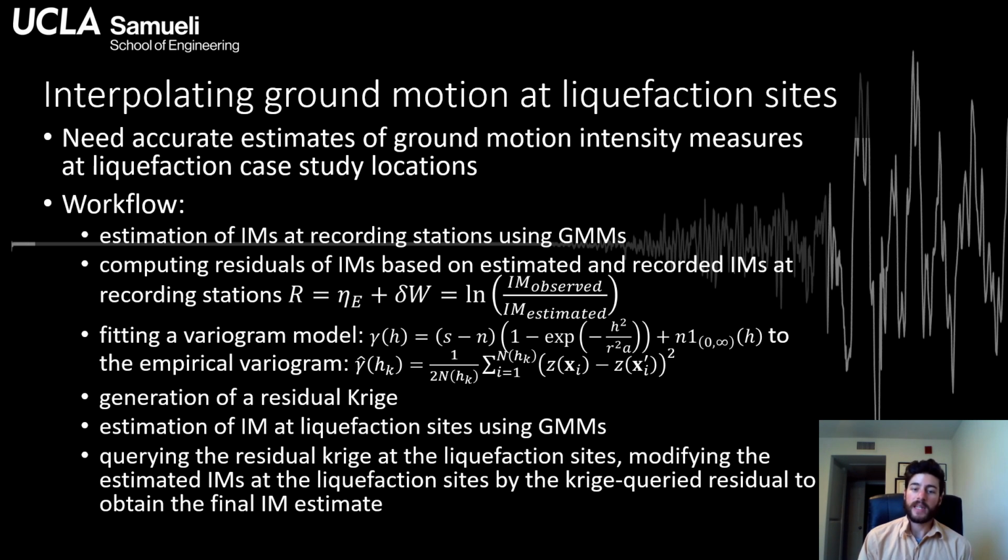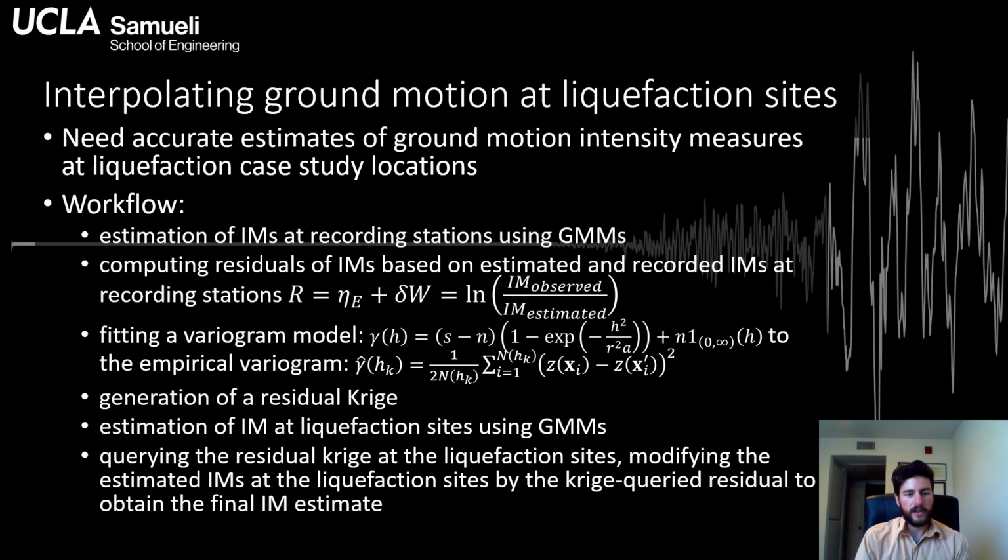Next, we will compute the residuals of those intensity measures based on those estimated values and the recorded intensity measures at those stations. And the residual R total can be broken up into the event term eta E and the within event residuals delta W, shown in the equation there. And that total residual is just the difference between the intensity measures in natural log units. Next, we compute an empirical variogram from that spatial data, and we fit a variogram model to it. From that variogram model, we can generate a residual Krig.